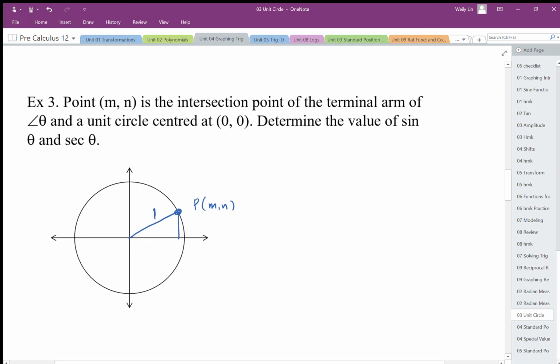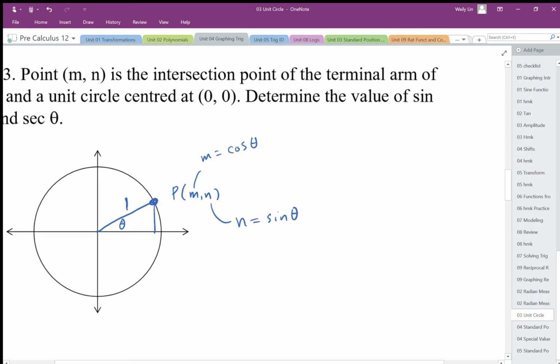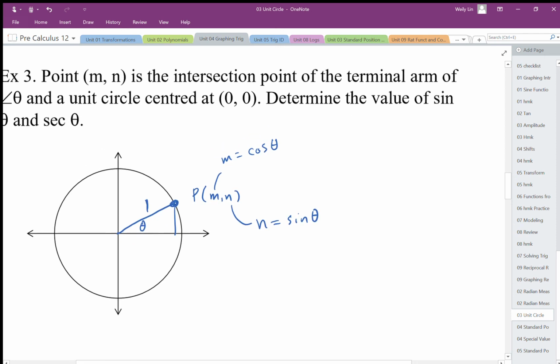And it says determine the value of sine and secant. Okay, well, if that's theta, that's a unit circle. This is how we've defined a unit circle. The x position, m, is cosine of the angle. The y position, n, is the sine of the angle. They are equivalent. Okay, so if we want to find out the value of sine, we can just say sine theta equals n. There's our answer.